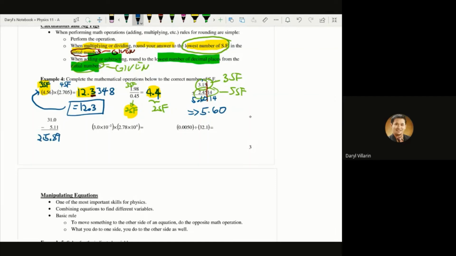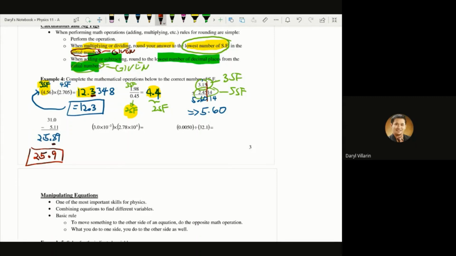So therefore, you're going to cut off up to here. So you're going to record this one as 25 point. Well, after 8 is 9. That is greater than or equal to 5. So therefore, you're going to round up. So the final answer is 25.9.